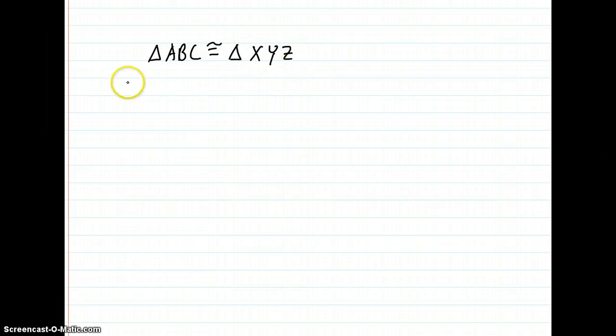So let's look at another. This time we're not going to draw a picture, we're just going to have a statement. Let's do triangle ABC is congruent to triangle XYZ. And I want to know the three pairs of congruent sides. Okay, so what we do is we just look at this. We know that A and B are going to correspond with X and Y, and so we can just say segment AB is congruent to segment XY, and continue that.